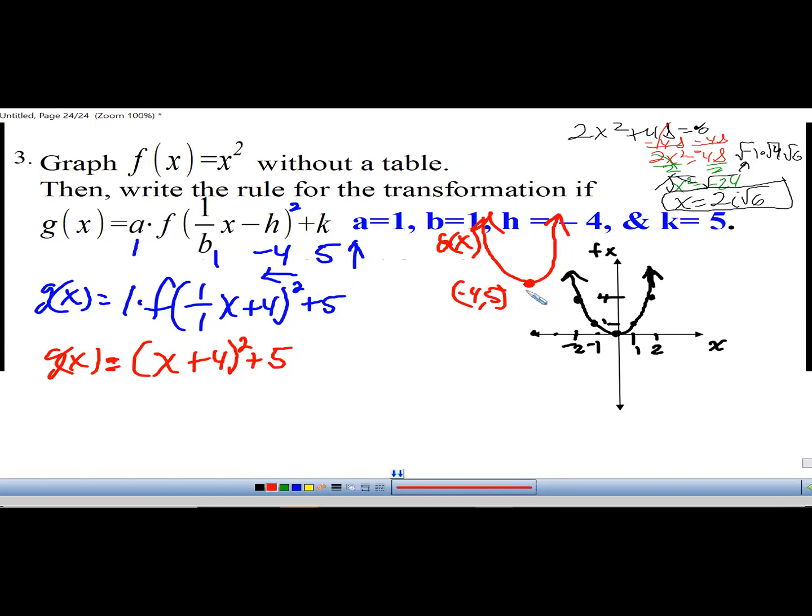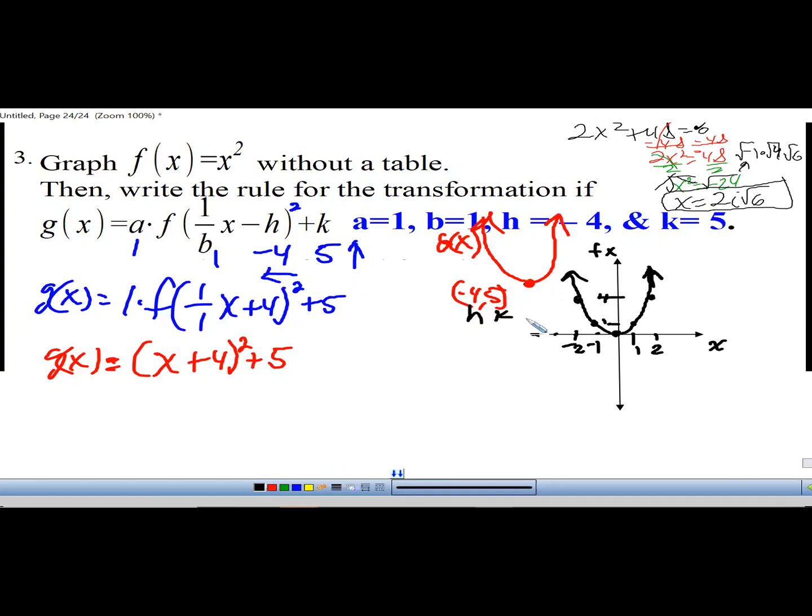Now, I want you to look carefully, look up. This vertex was at 0, 0. This one has negative 4, 5. Can your brain tell where we got these two numbers from? Look at the screen. Who sees it? Where did we get those numbers from? So where did we get negative 4 from? H. And the 5? K.